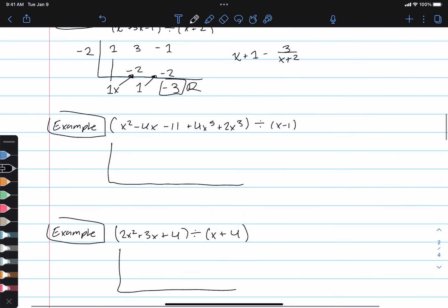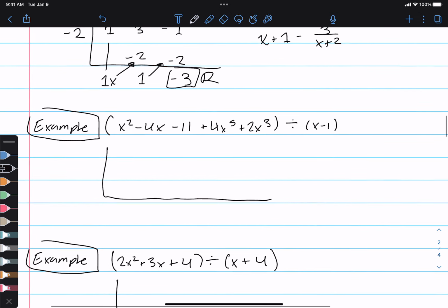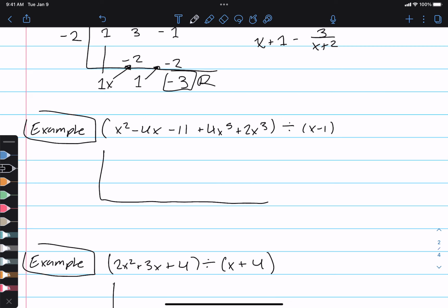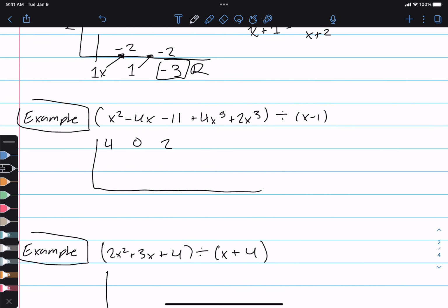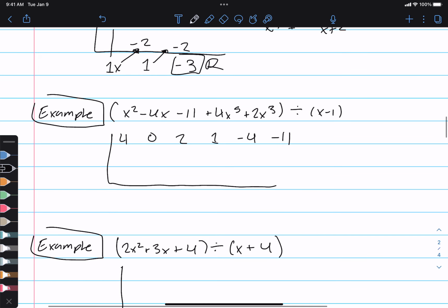Let's do another example where a lot of the values are switched. So again, we want to write out in order. So we're going to have 4x to the 5th. There's no x to the 4th term, so we write a 0 as a placeholder. We have a 2x cubed. We have a 1x squared. We have a negative 4x, and we have a negative 11. And then the value that makes our divisor 0 is 1.